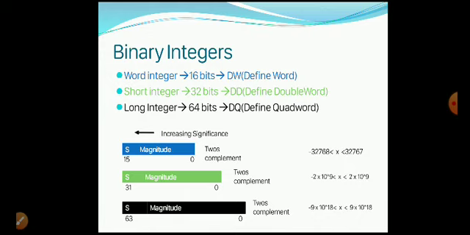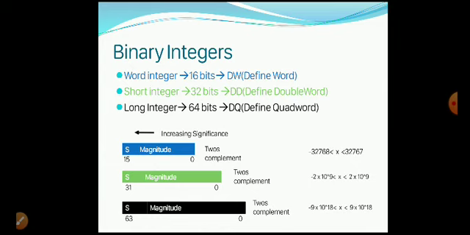Next is the long integer format, called the quad word format. It will support 64 bits. Again the number is represented in this fashion, that is, minus 9 into 10 to the power 18 to plus 9 into 10 to the power 18. So these are the three formats for the binary integer: word, short and long integer, that is, word format, double word format and quad word format respectively.